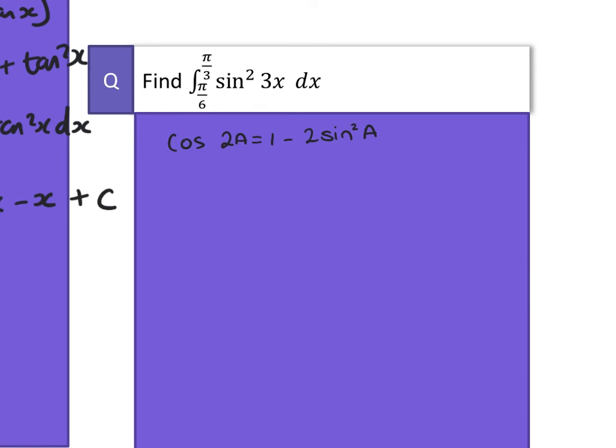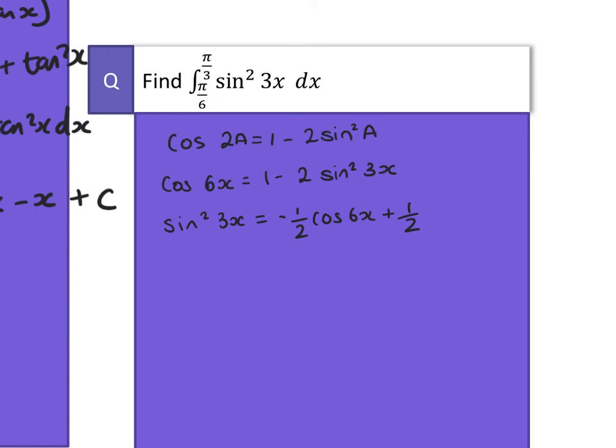In this case, our a is 3x, isn't it? So then we're going to have cos of 2 lots of 3x, which is 6x, equals 1 minus 2 lots of sine squared of 3x. I need to rearrange this to get sine squared of 3x on its own, so then we could use substitution. This is actually going to be sine squared of 3x equals, if I move that to the other side, minus a half cos of 6x plus a half. Okay?